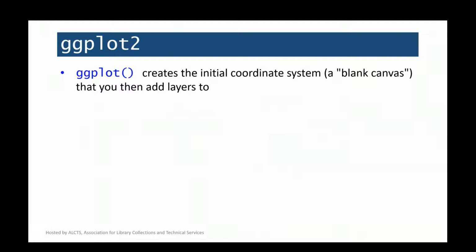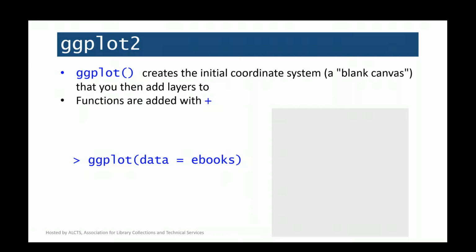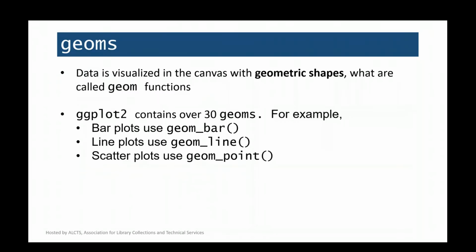All right, so ggplot2, that's the name of the package, but the function call is just ggplot. And what ggplot does is create an initial coordinate system. In other words, a kind of blank canvas. So I call ggplot on my data, and that's what I'm going to get. It's just completely blank because it's waiting for me to add layers to it. And those layers are added with a plus sign. And here's what that looks like. Before I get to that.